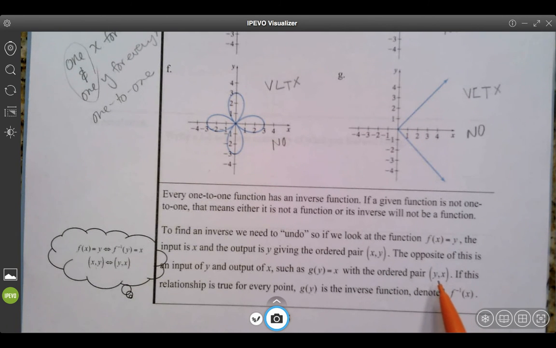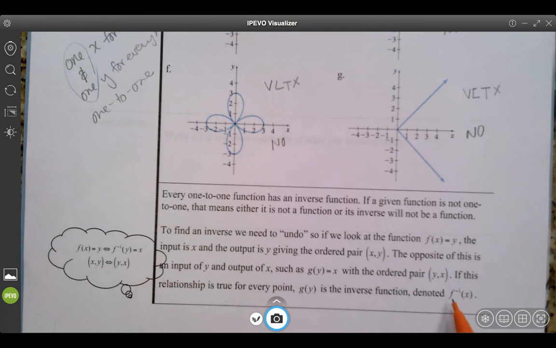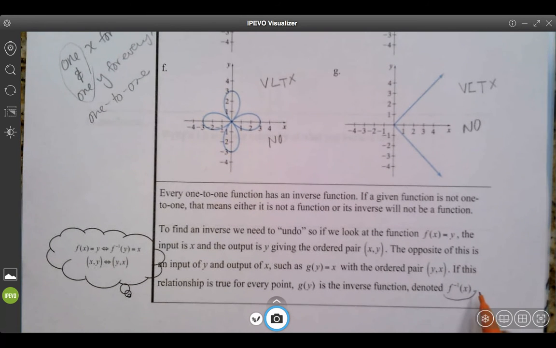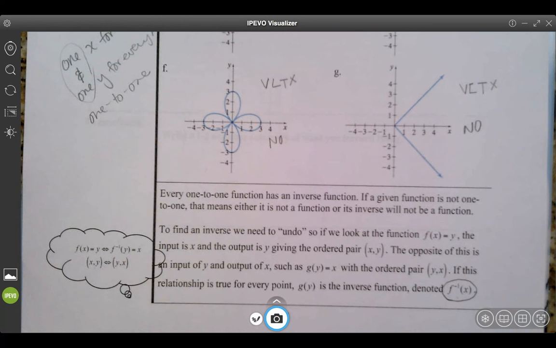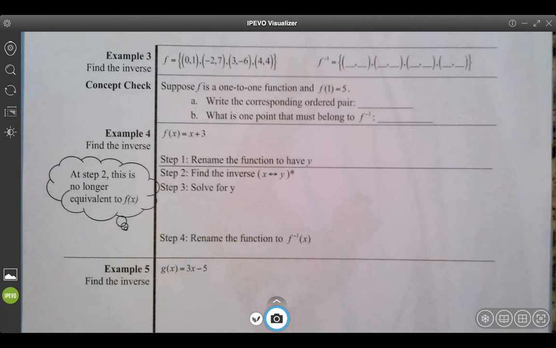If this is true for every point on our new function, so every point has x and y switched places, then we can denote it as the inverse. So this is an important notation. f inverse of x. Notice this does not mean the reciprocal. This is a special notation that means a function inverse. Let's look at some examples.